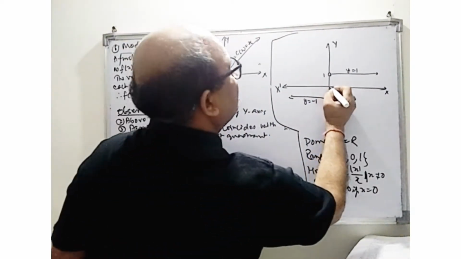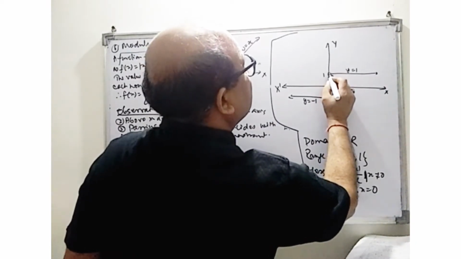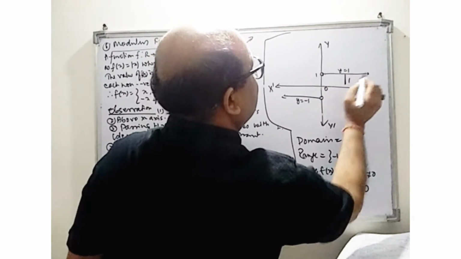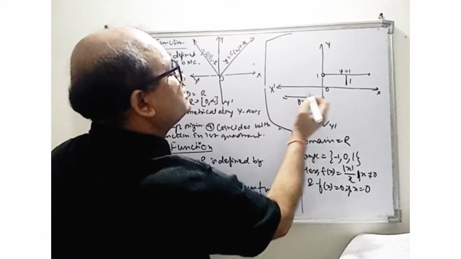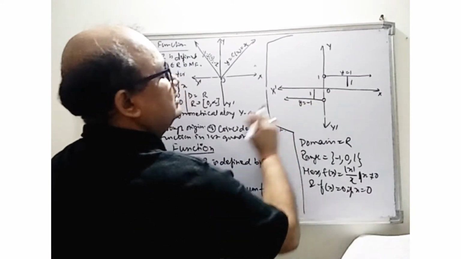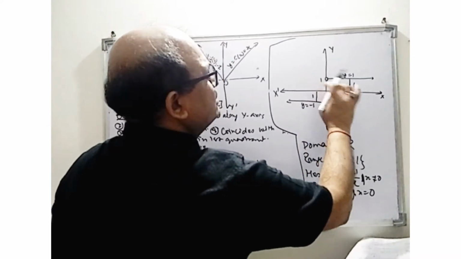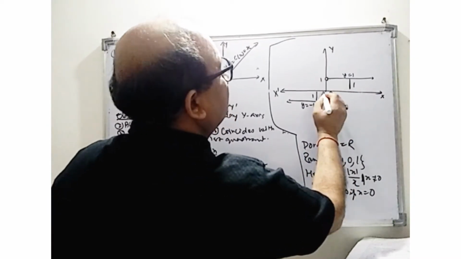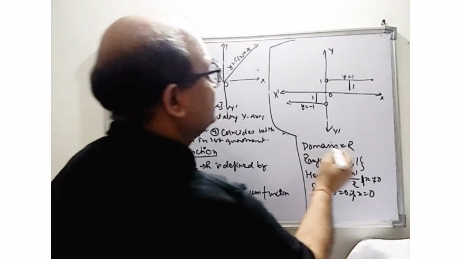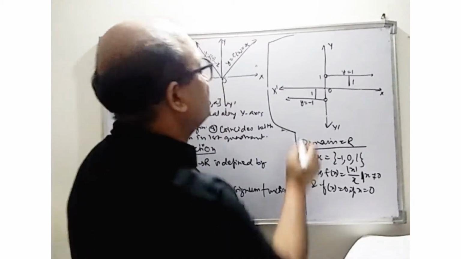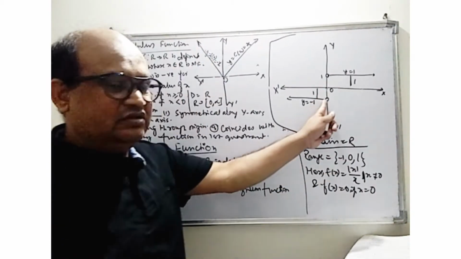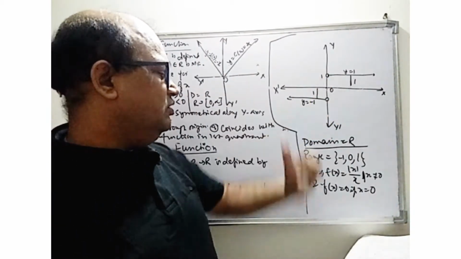So what do I get? If x is greater than 0, then y is always 1. This distance is 1. And if x is less than 0, that is negative, then y is minus 1. And if x equal to 0, then f(x) is also 0. So it's called a signum function. Here the domain is again all real numbers, and the range is the three values minus 1, 0 and 1.